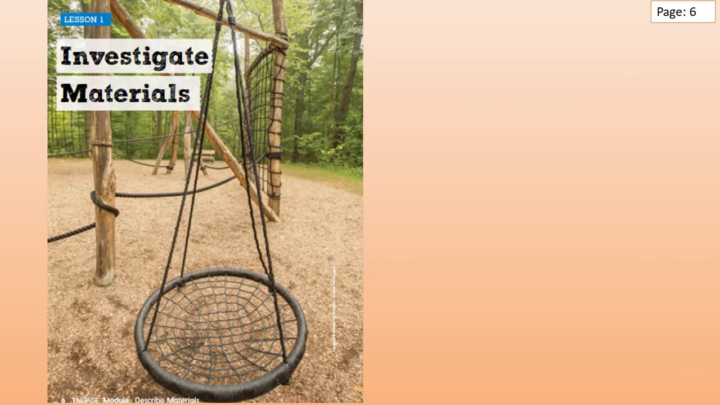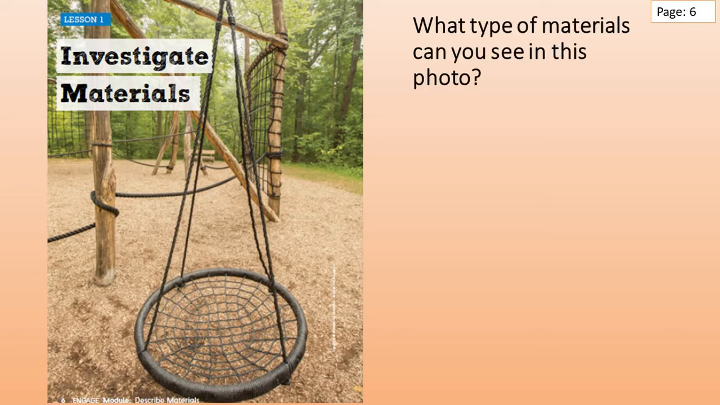Page number 6. In this picture, we can see a playground. It's very nice. What type of materials can you see in this photo, grade 2? What about this one? What can you see here, grade 2? What's this? What do you think? It's wood. We get it from trees.